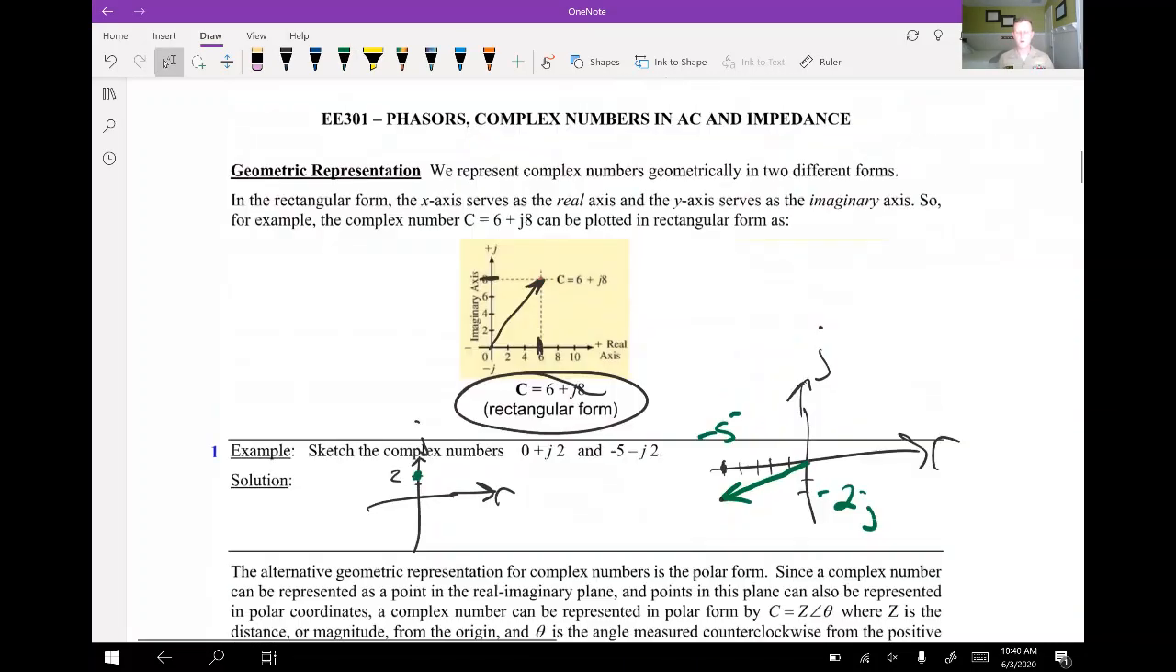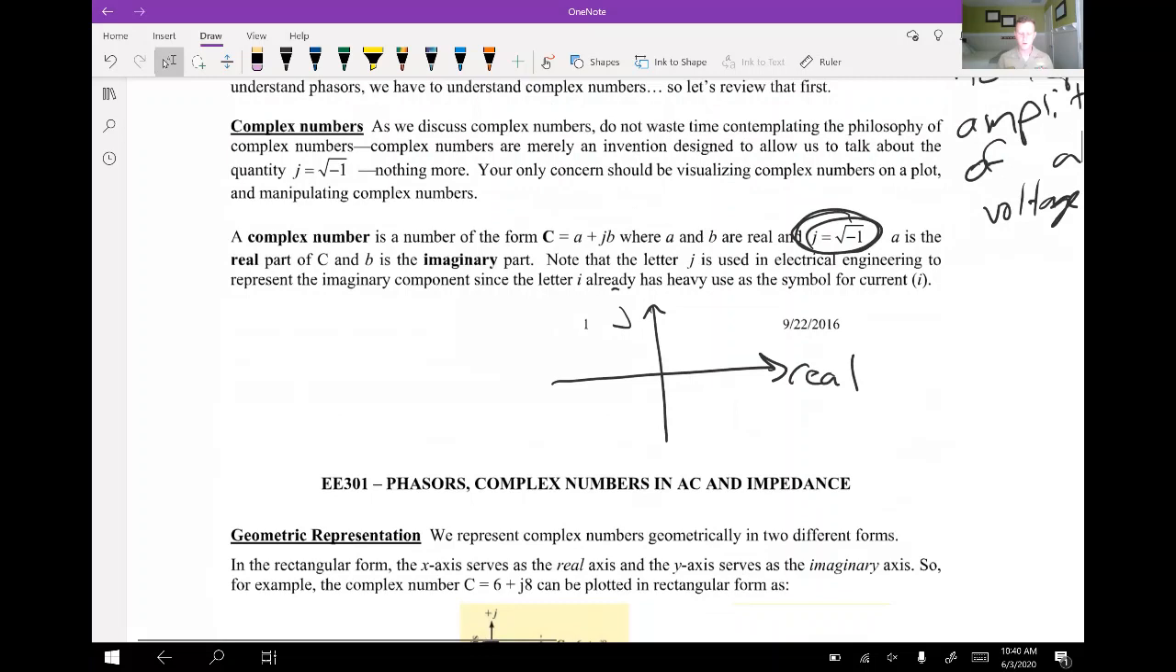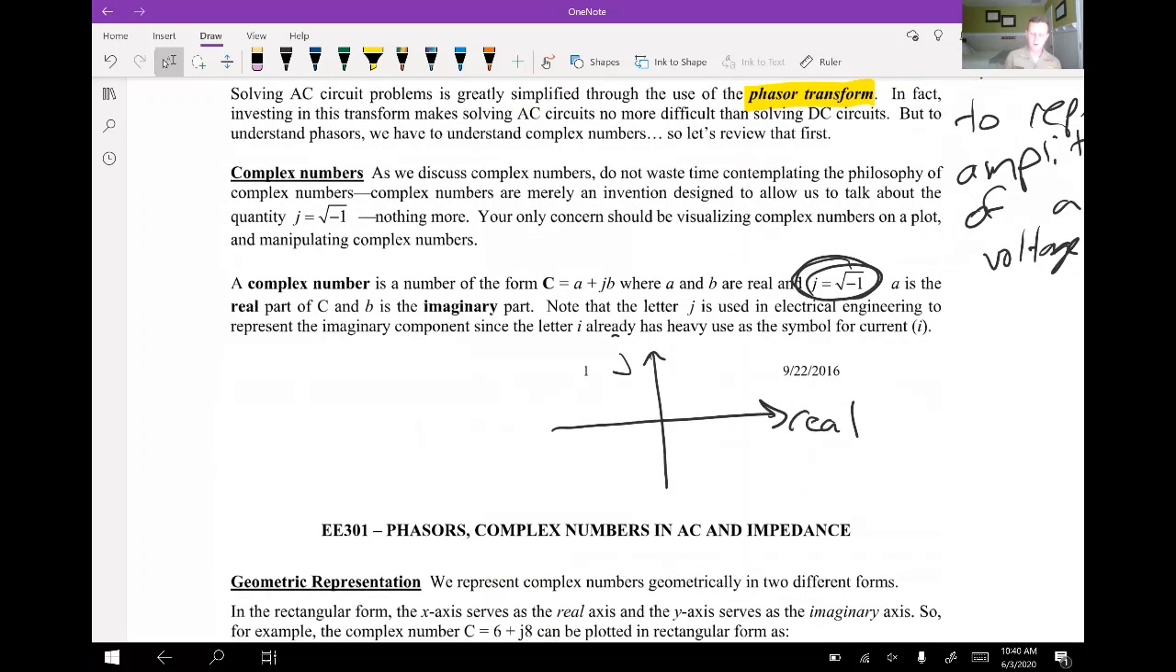Now note on your calculator, it does call it I, the complex number that we're using here. And I should highlight it. The letter J is used in electrical engineering to represent that imaginary component, imaginary I, because I is already current. We don't want to confuse you. You're already confused enough. So let's call J is I.